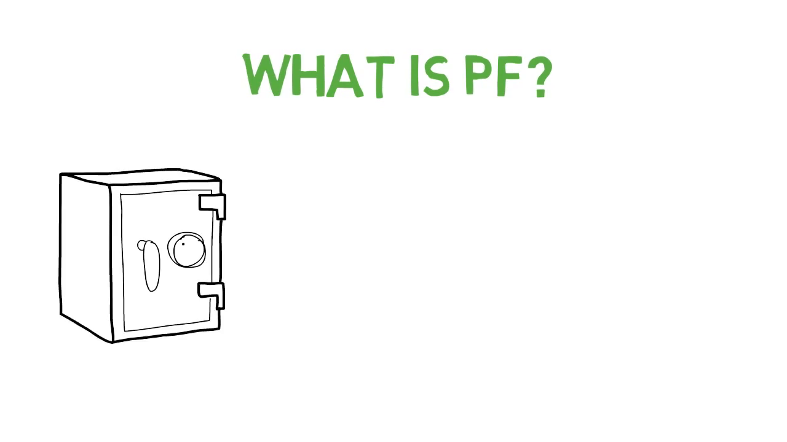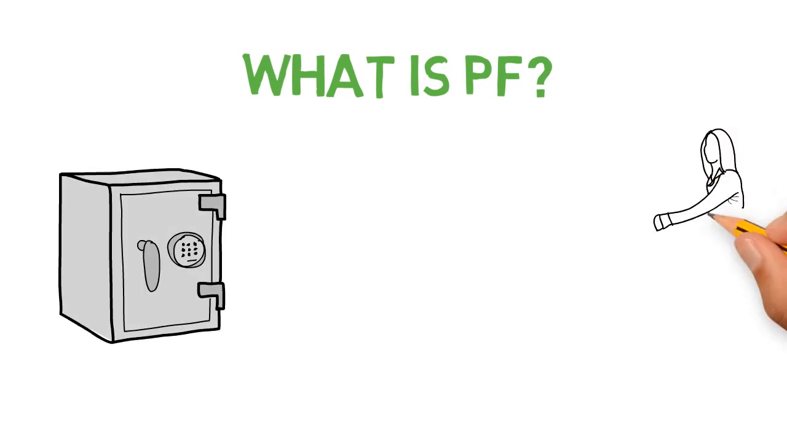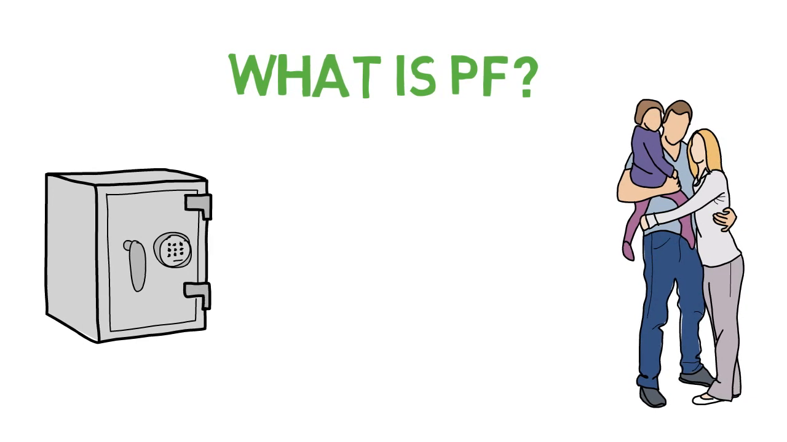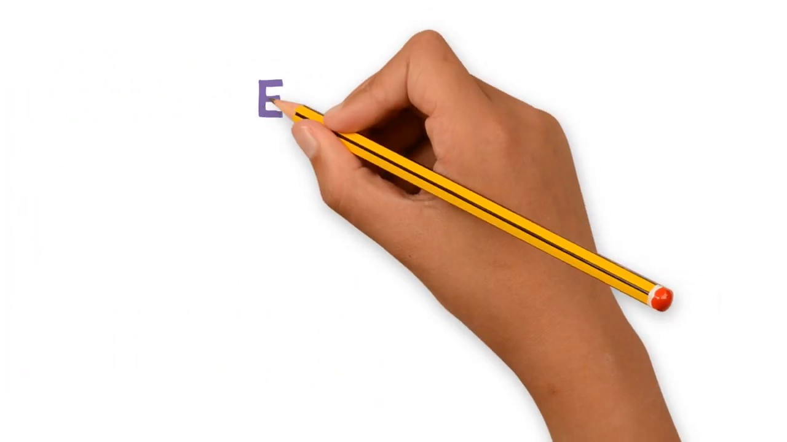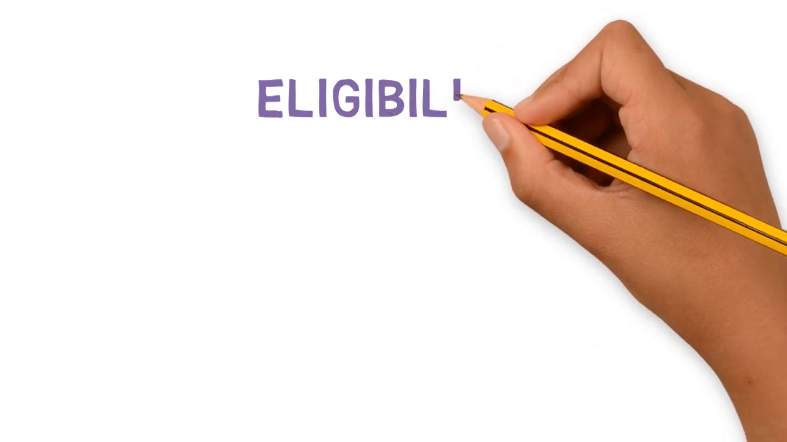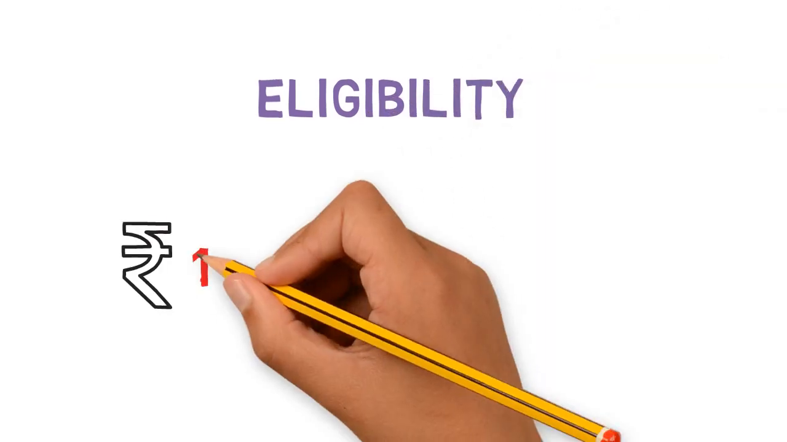First we will discuss what is PF. PF is a savings by an employee for future use. They call it Provident Fund. The eligibility to apply for PF is to have a basic pay below ₹15,000. If you have that, your employer will provide your PF account.